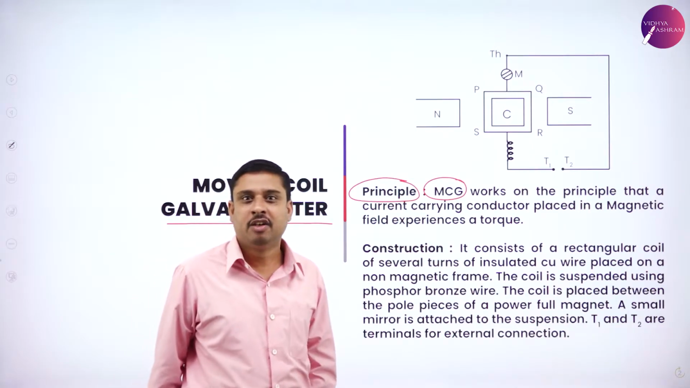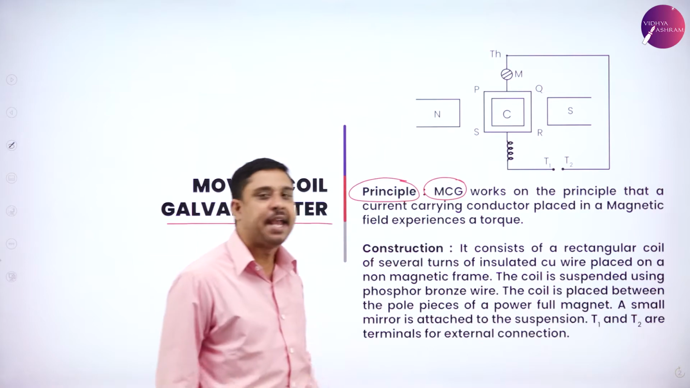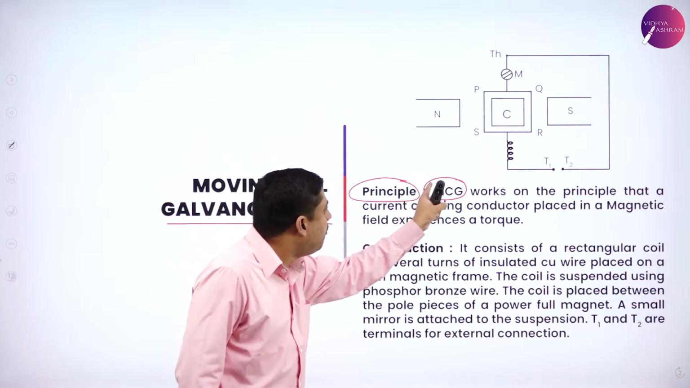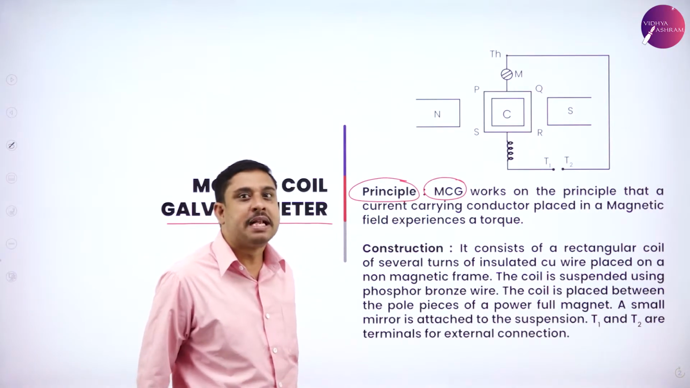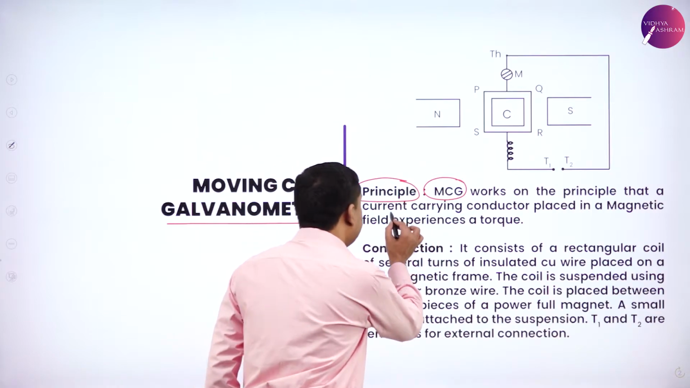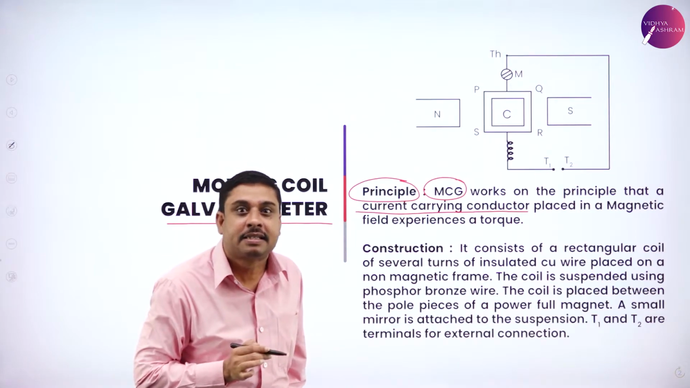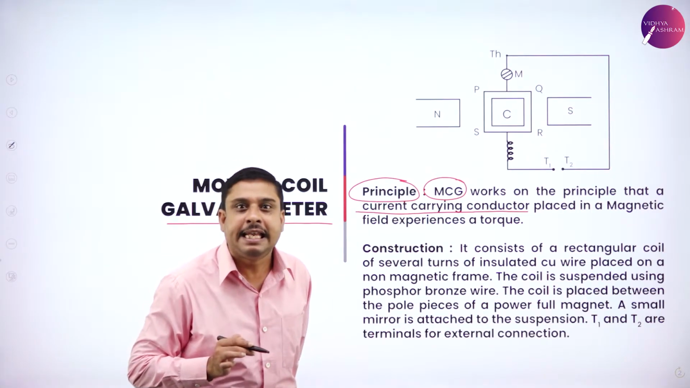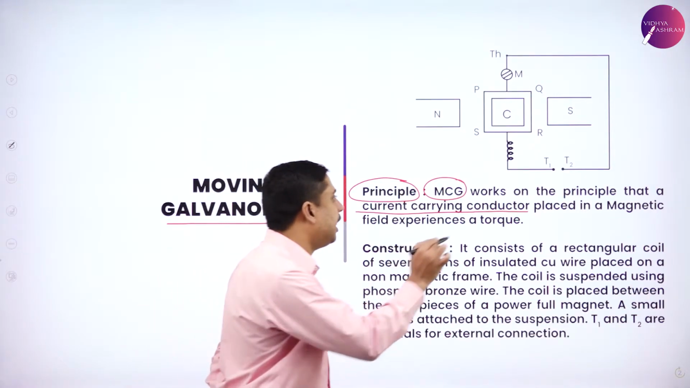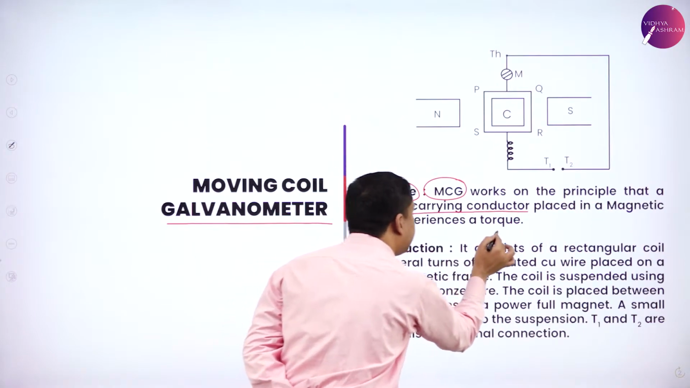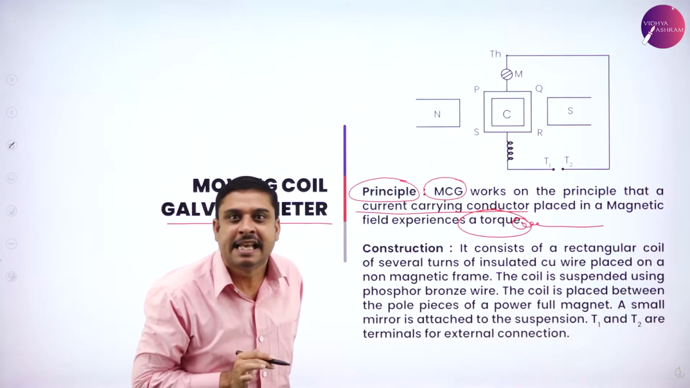In short, what I call MCG, a moving coil galvanometer, works on the principle that any current carrying conductor placed in a magnetic field should experience some torque.